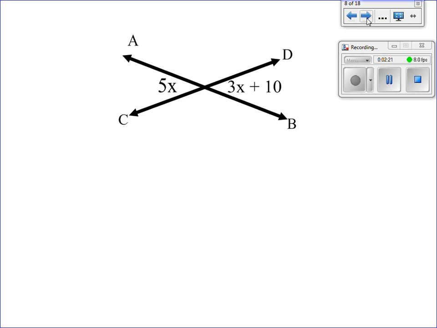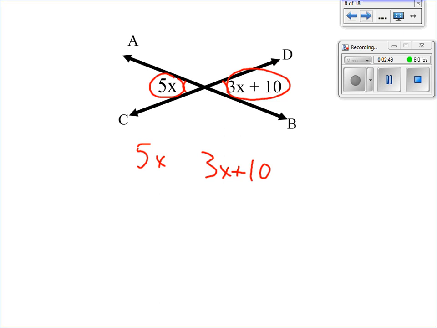So I look at these two angles, and I notice that they are both formed by the same two lines, and they're across from each other. So I know that these two angles are vertical angles. And what do we know about vertical angles? Vertical angles are congruent. So I know that this 5x on the left is congruent to the 3x plus 10 on the right. So we have a 5x, we have a 3x plus 10.